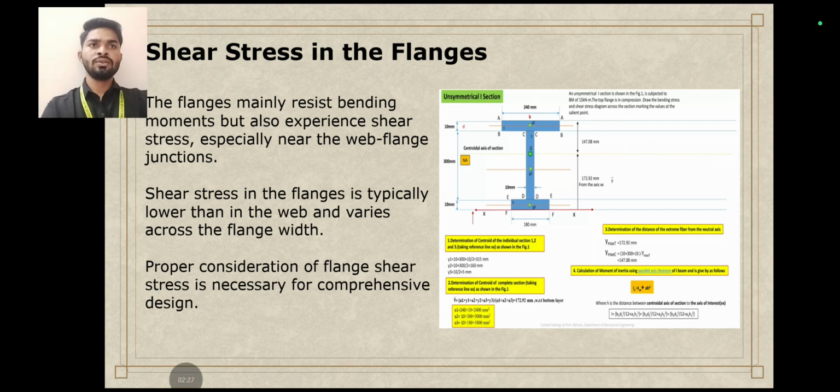Shear stress in the flanges. The flanges mainly resist bending moment but also experience shear stress, especially near the web-flange junction. Shear stress in the flanges is typically lower than in the web and varies across the flange width. Consideration of the flange shear stress is necessary for complete design.